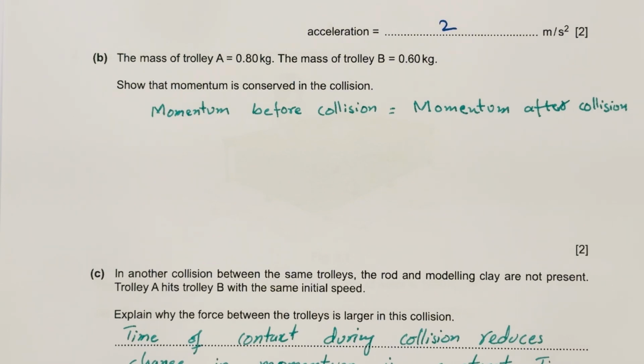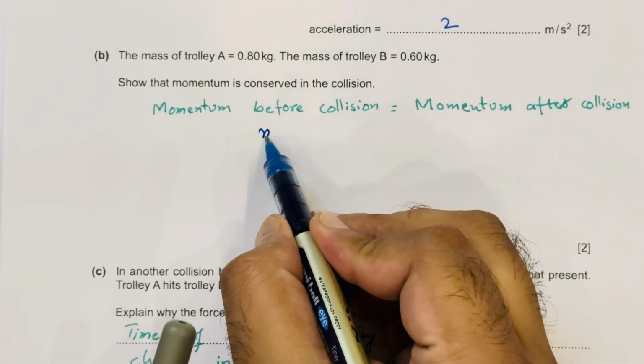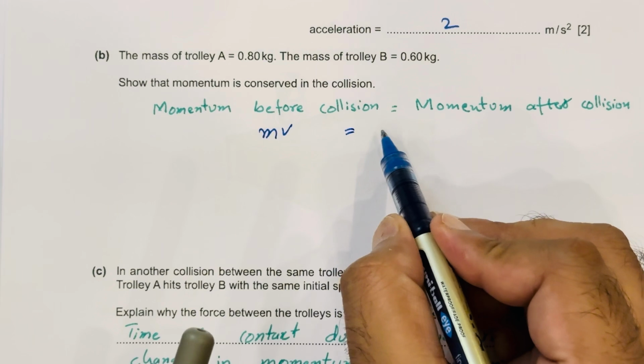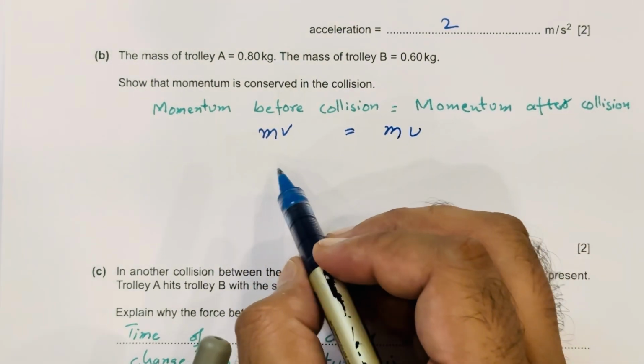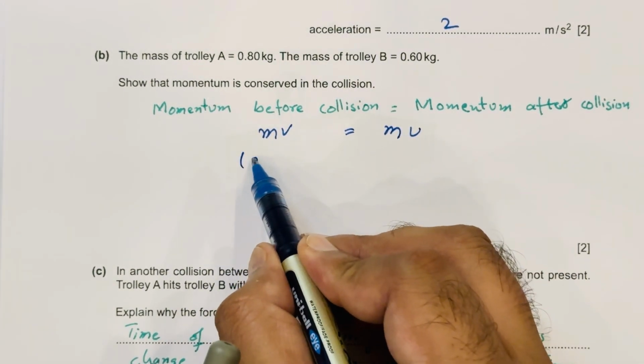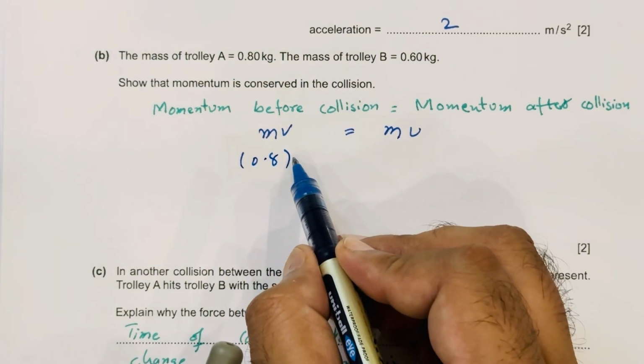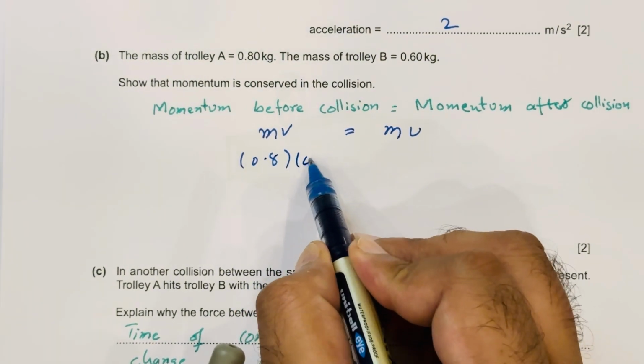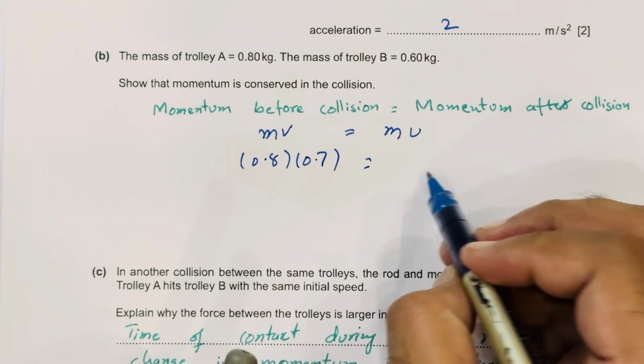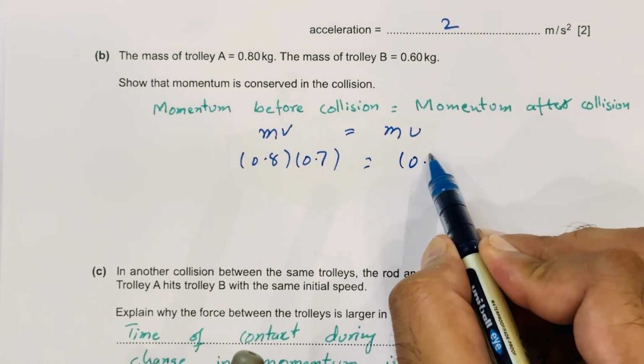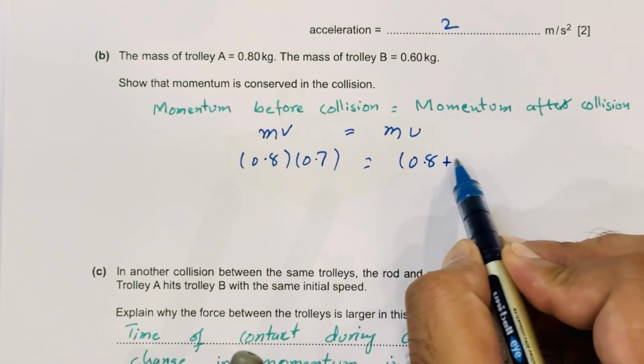So we're going to calculate before the collision. The formula would be mv, and after the collision the formula would also be mv. The mass is 0.8 for trolley A and 0.7 is the velocity, and the mass over here would be 0.8 plus 0.6.